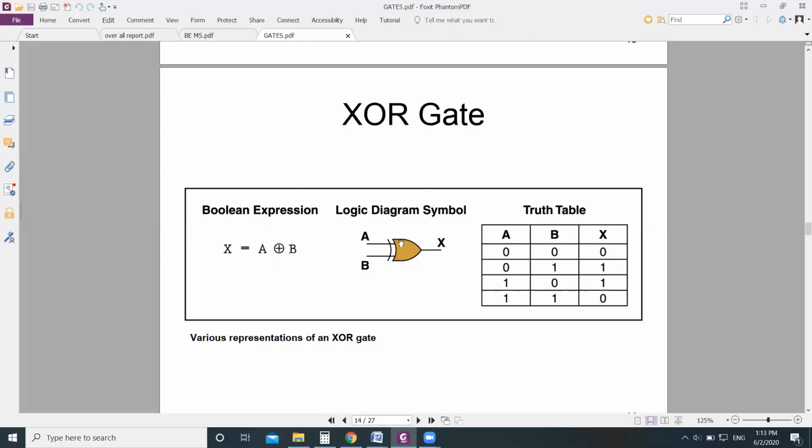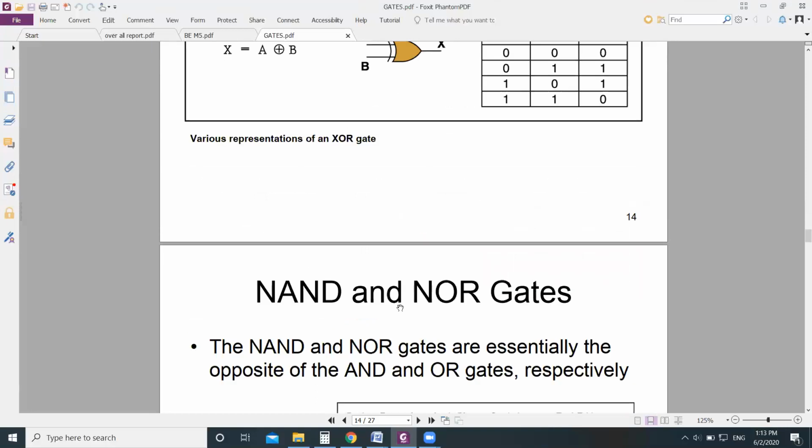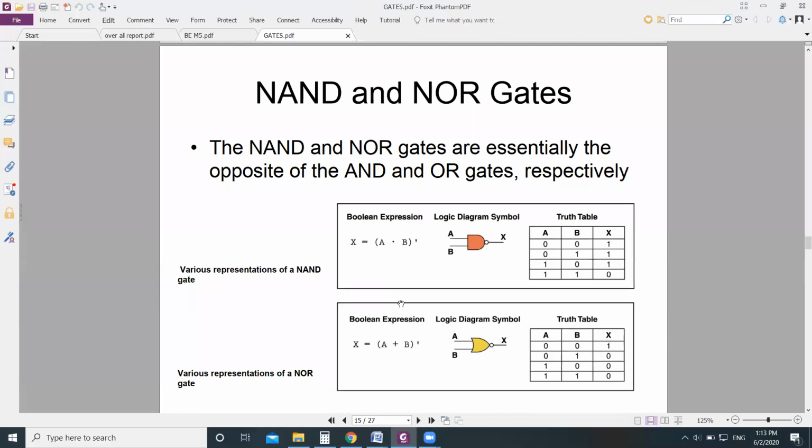To draw it, take the normal OR gate, and in front of that, if you draw one more curved line like this, then it will be your XOR gate symbol. And the expression for this is given by X is equal to A XOR B. Okay, so this is about the XOR gate.